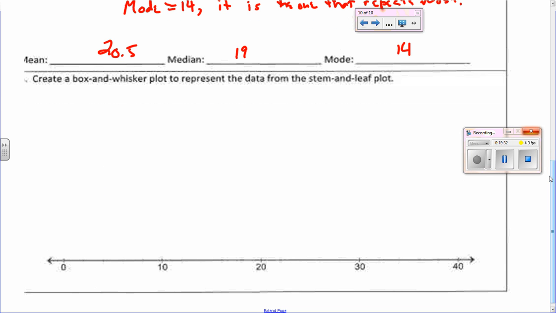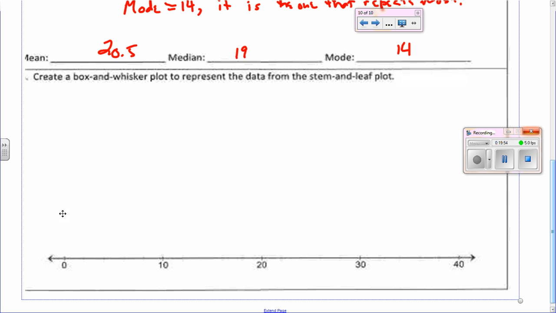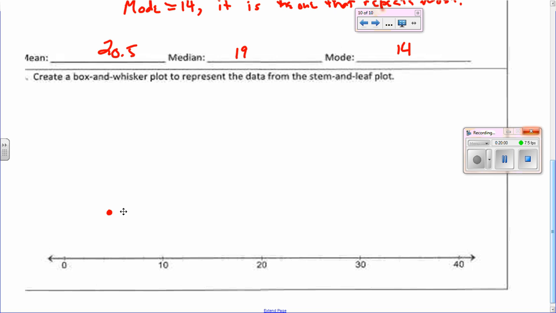I already have the line drawn out for you. Let's do this. So we're going to start at our min, which is 5. Make a dot. And your Q1 is 14. Your median is 19.